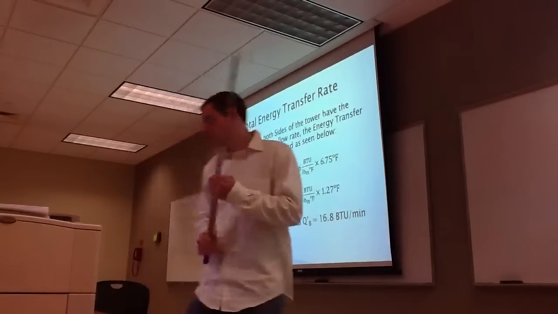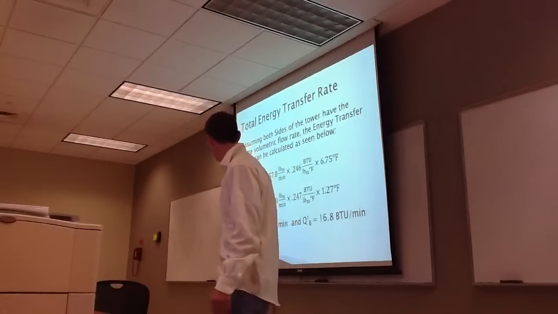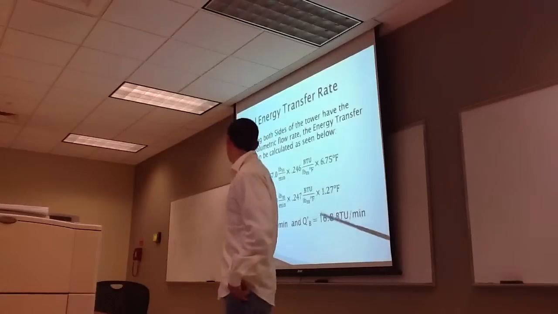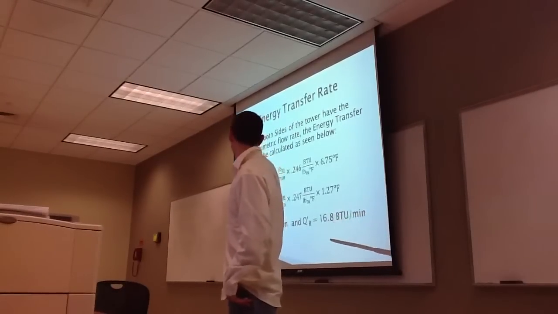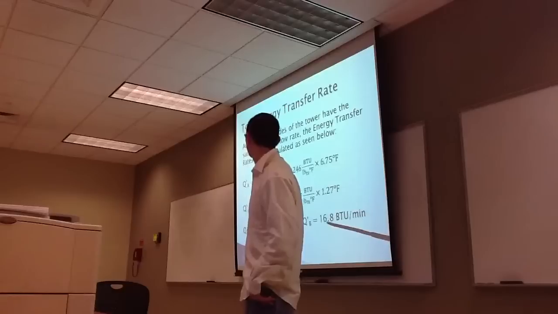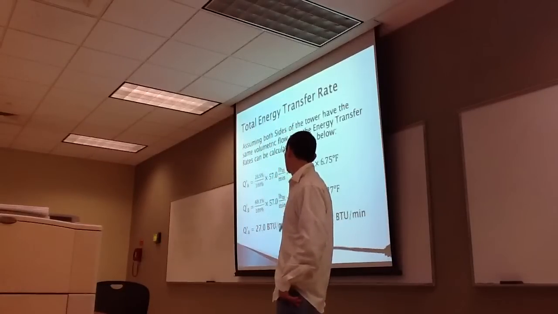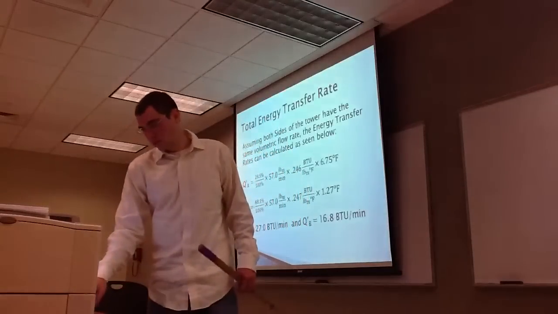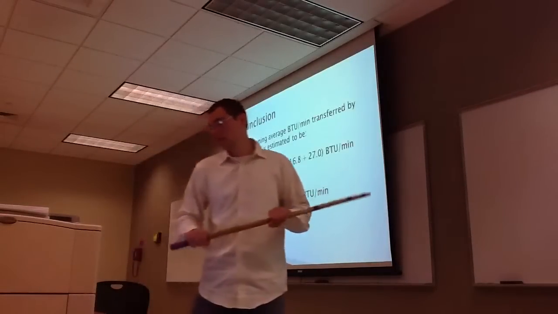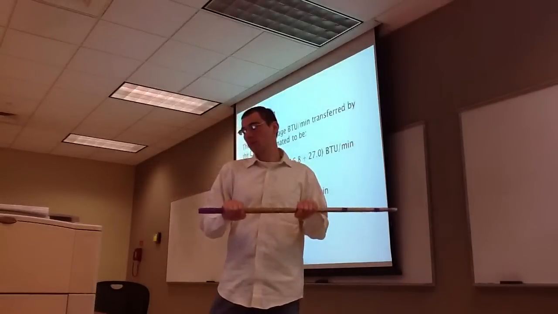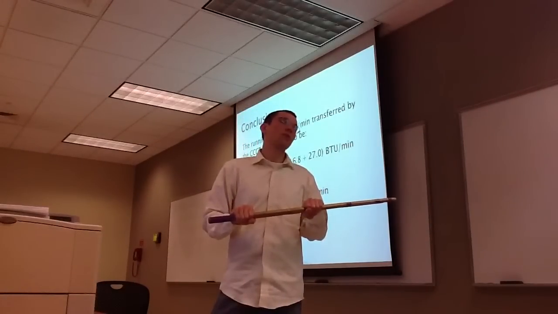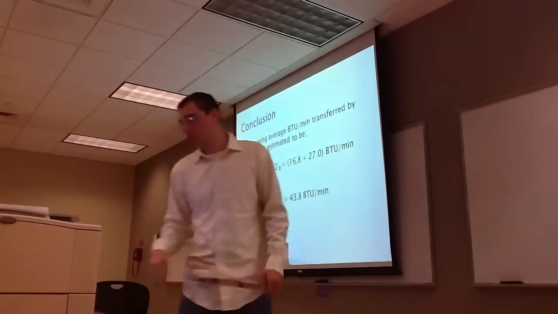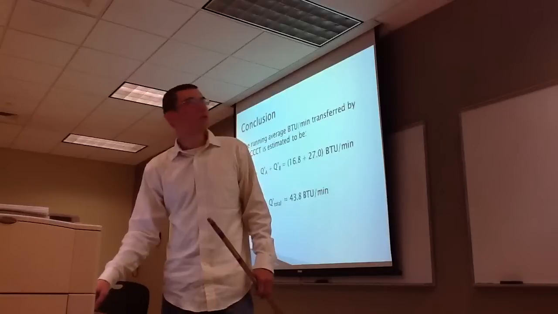So using an average volumetric flow, 57, which was calculated before, and the run times of each, the QAs and QBs were calculated out to be 27 BTUs and 16 BTUs per minute. And then adding those up, it was 43.8 BTUs per minute per fan as an average. So that times 8 would be the total Q transfer rate.